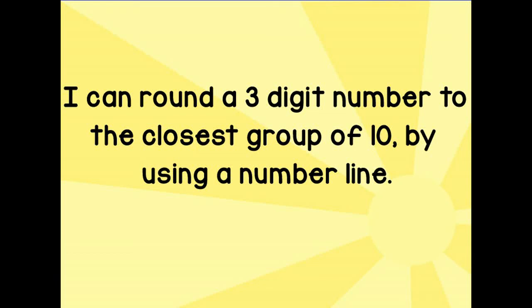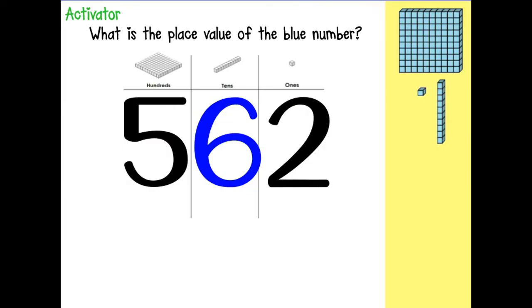Hi, third graders. Our objective today is I can round a 3-digit number to the closest group of 10 by using a number line. We have a quick activator today. I want you to tell me what is the place value of the blue number.